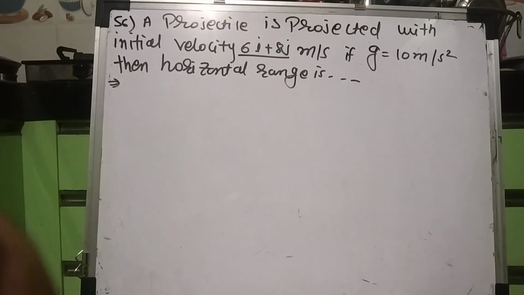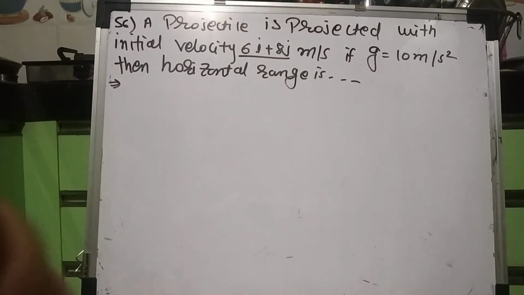Next, question number 55 is taken as homework. Question number 56: a projectile is projected with initial velocity v = 6i plus 8j meter per second. If g = 10 meter per second square, then the horizontal range is?